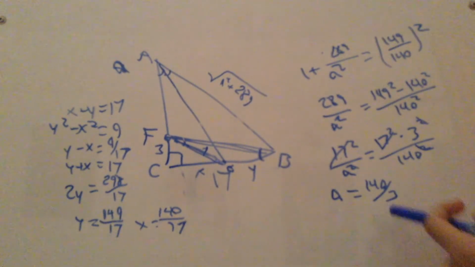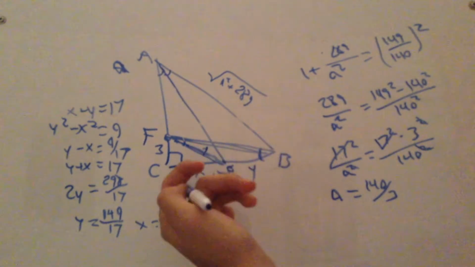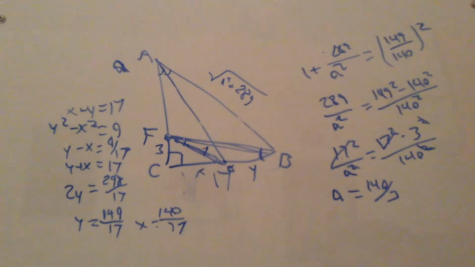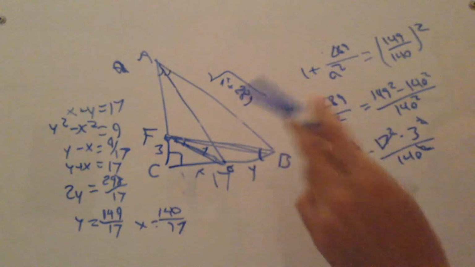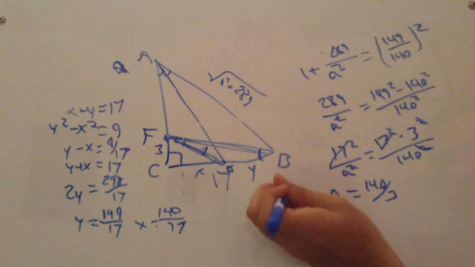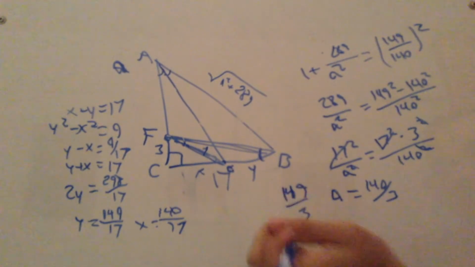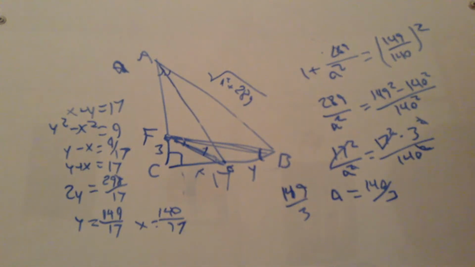But we have 140 over 3, 140 over 17, 149 over 17. So this must be 149 over 3 by the angle bisector theorem. And that is indeed the answer.